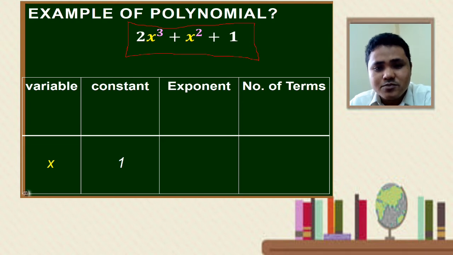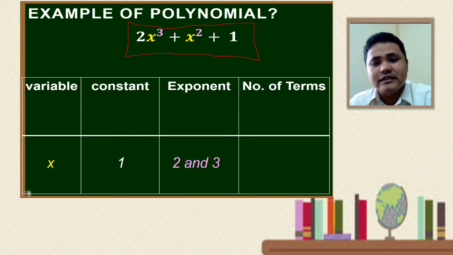Then go to the exponent. The exponent can be seen on top of the variable. So here we have variable x. What is the exponent? What is the number on top of this variable x? That is 2 and 3.